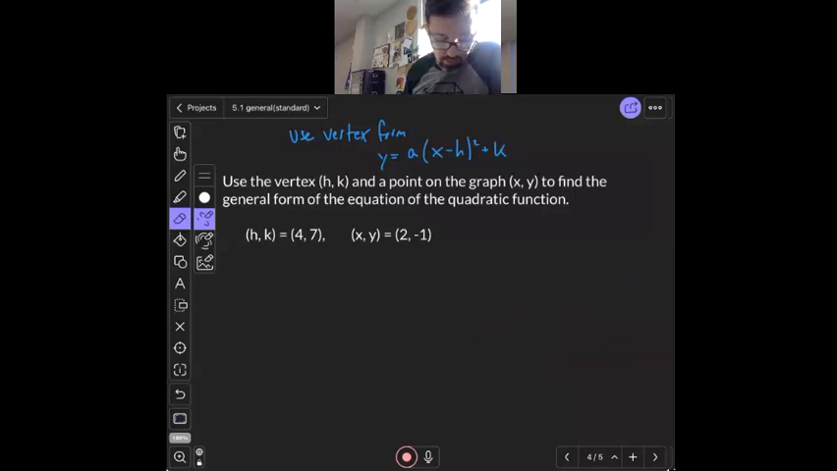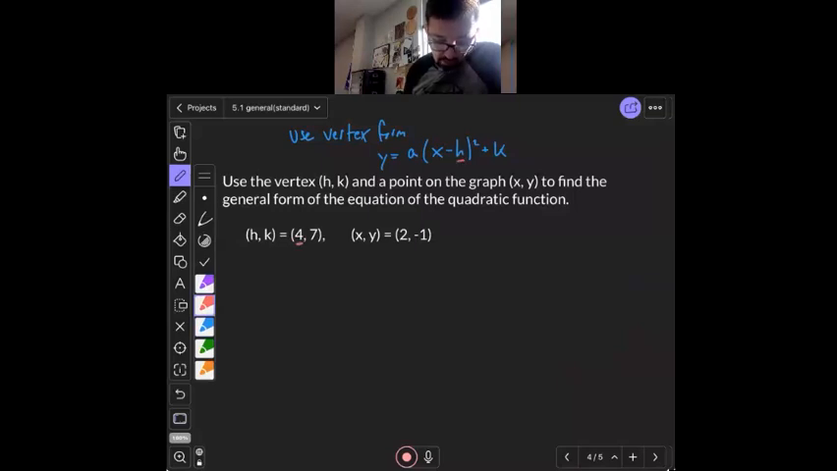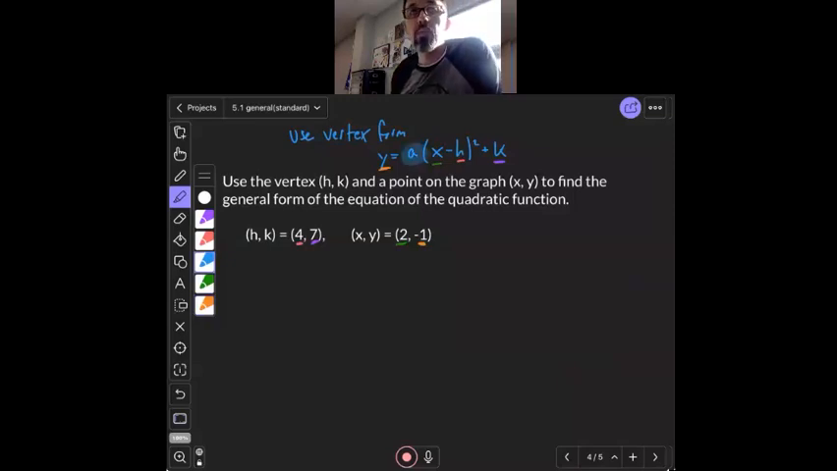Why we use that is because it talks about h and k, which are the coordinates of the vertex. I know my h value, and I know my k value, and they also gave me an x coordinate and a y coordinate. So we know all of that stuff. What we don't know is what a is. So our job first is to find a.